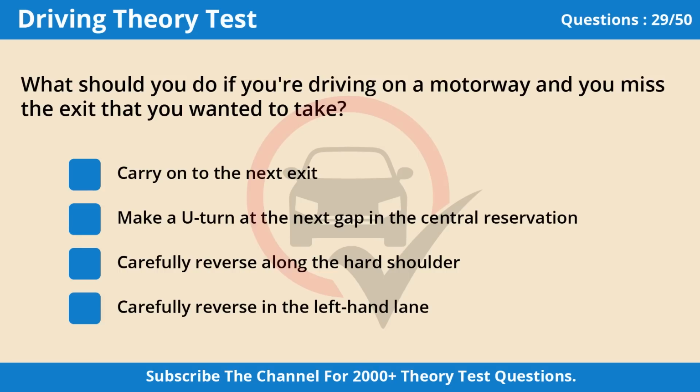Question 29. What should you do if you're driving on a motorway and you miss the exit that you wanted to take? A. Carry on to the next exit. B. Make a U-turn at the next gap in the central reservation. C. Carefully reverse along the hard shoulder. D. Carefully reverse in the left-hand lane.